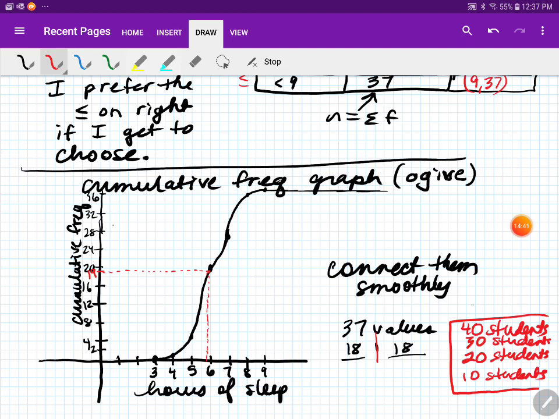Okay, so this is a what if. It's 37, so it's really hard to find the quartiles.